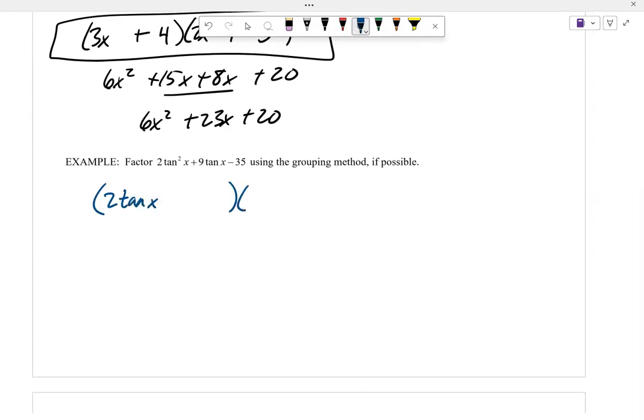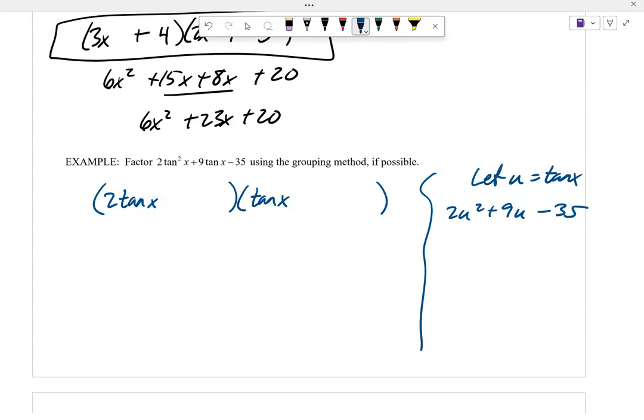And again, if you want to go to the side and let u be tangent, right, the other way to do it is if you let u be tangent, you're just factoring 2u squared plus 9u minus 35. Just make sure if you do it that way that you replace u with tangent at the end. I like to keep it just with tangents, so I'm just going to leave it with the left-hand side. So one of them's 2 tangent, one's got to be tangent because that first term's got to give me 2 tangent squared.